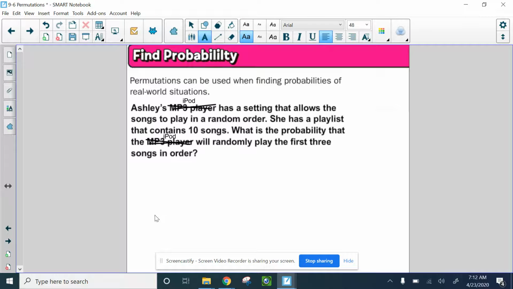So what I would have to do is think about how many options there are for her first song. Her first song has 10 choices. Once that song is played, there's 9 choices for the second song, and there's 8 choices for the third song. So it'd be 10 times 9 times 8, which would equal 720. So there would be a 1 out of 720 chance for the 3 songs to play.